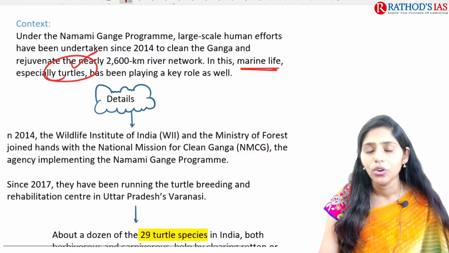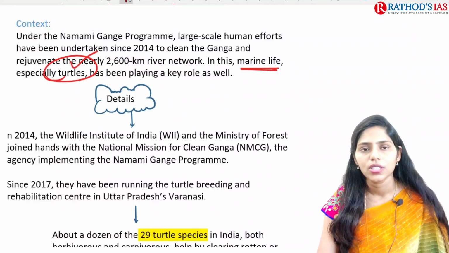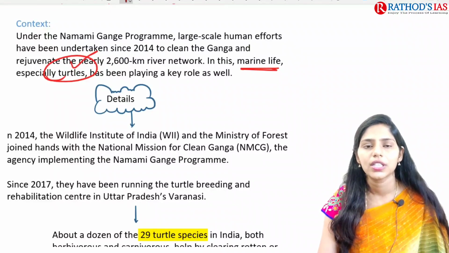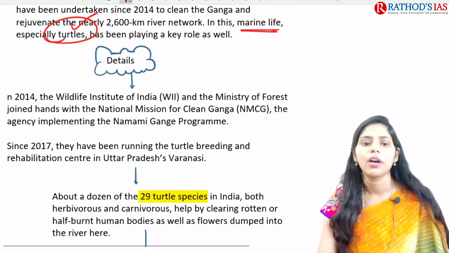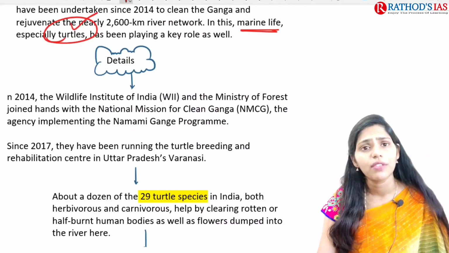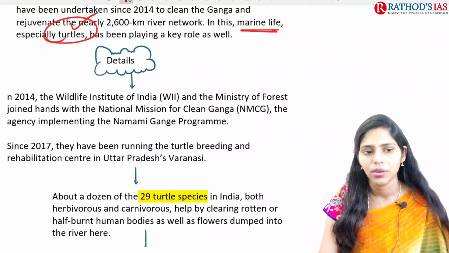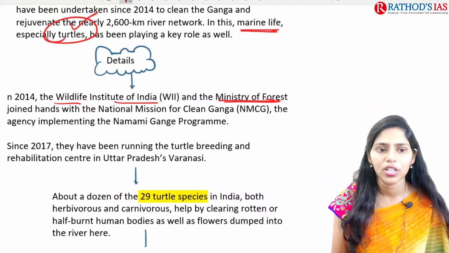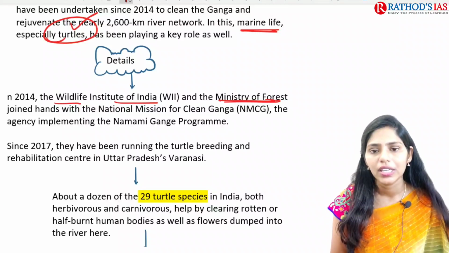Turtles are playing a key role in cleaning the river Ganga. If you go into the details of this article, it says that in this project, the Wildlife Institute of India and the Ministry of Forest came up with using turtles in this Namami Gange project. And here you have to see which is the implementing agency as well. This implementing agency is very important. The Wildlife Institute of India and the Ministry of Forest joined hands with the National Mission for Clean Ganga.